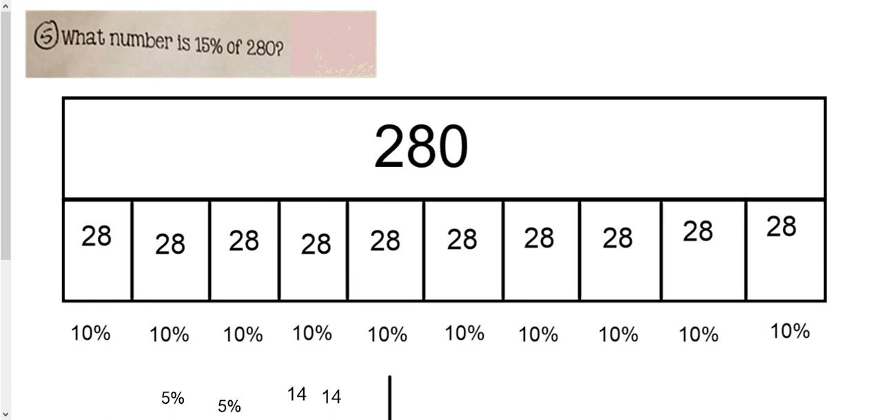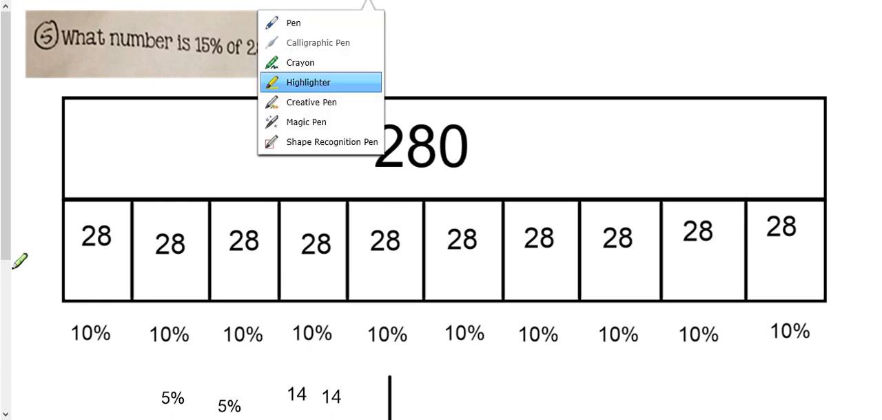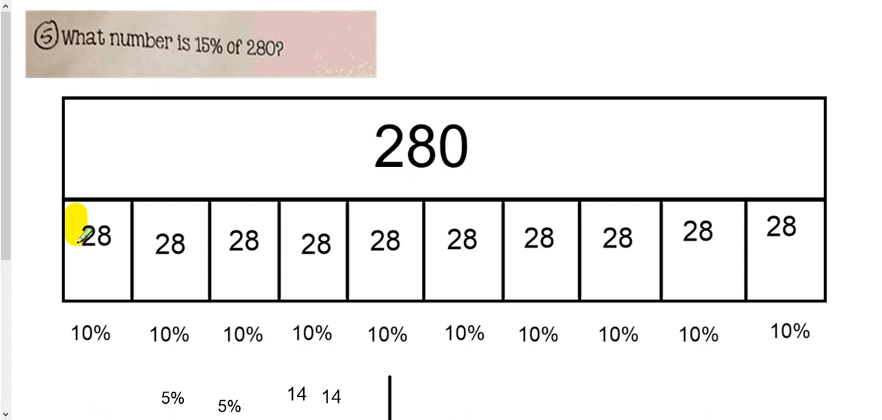So if I highlight the first one, well, that's 10%, right? We need 15, so we only need 5% more. Well, 5% is half of this 10%. So it's like taking that 10% and dividing it into 2 equal pieces here. So if I split that in half, each one of these pieces is half of 10%, which is 5%. So this is 5%, and this is 5%.